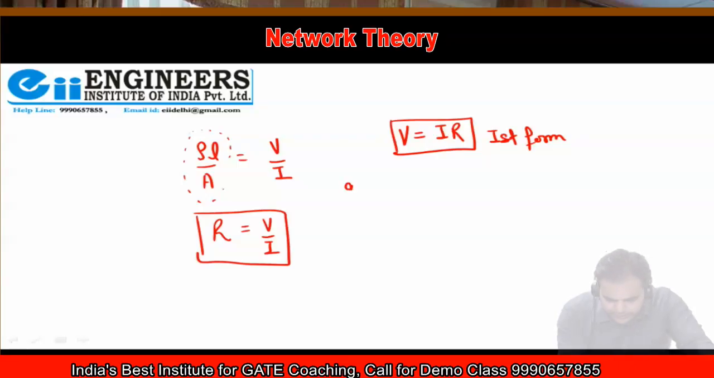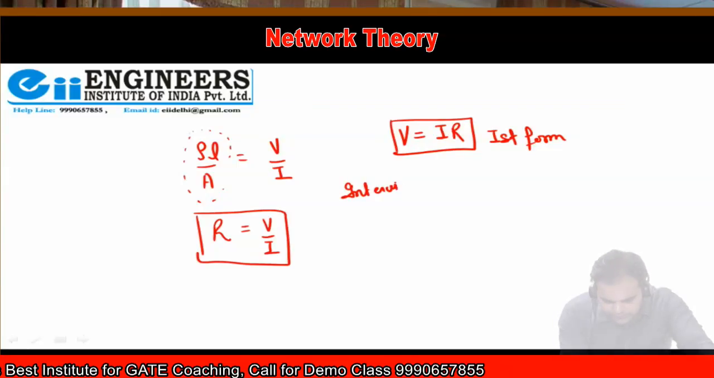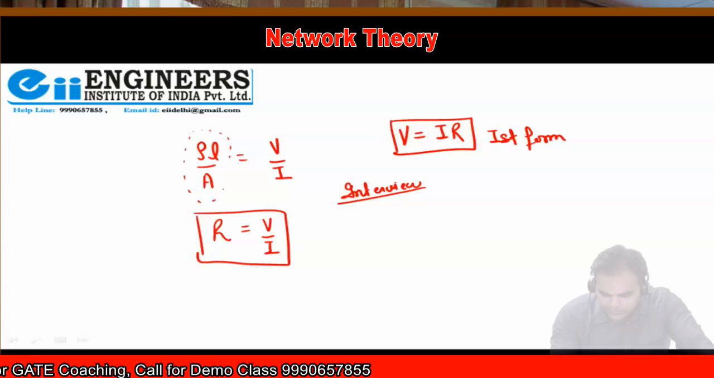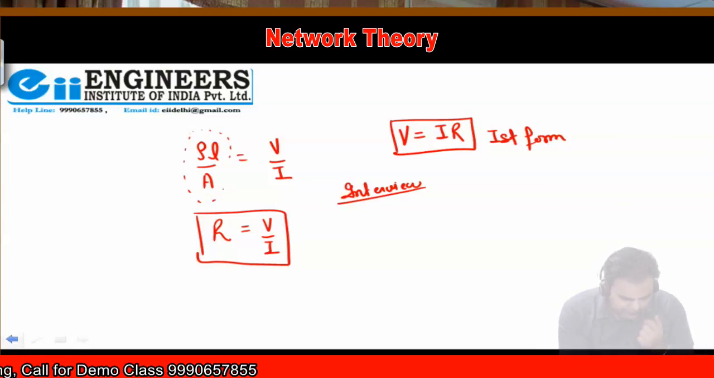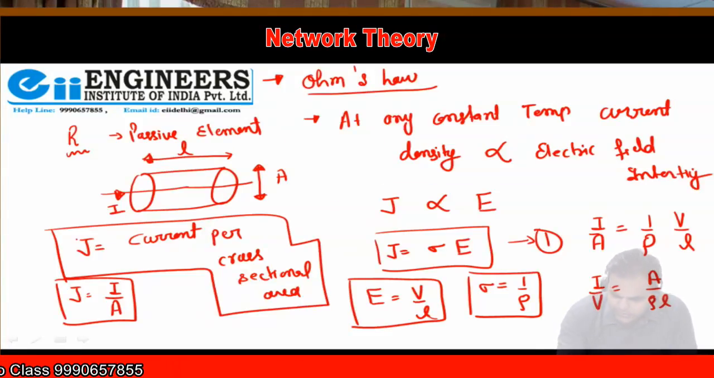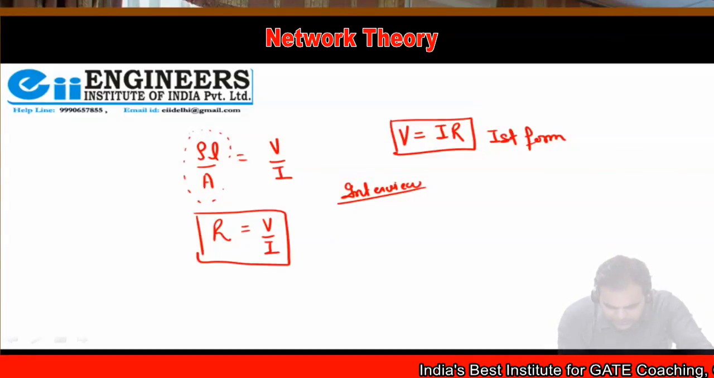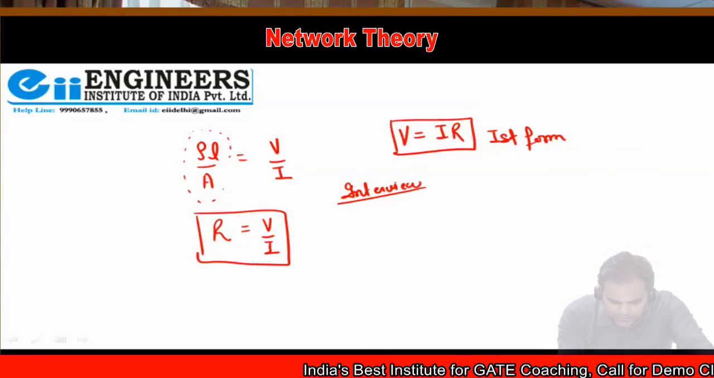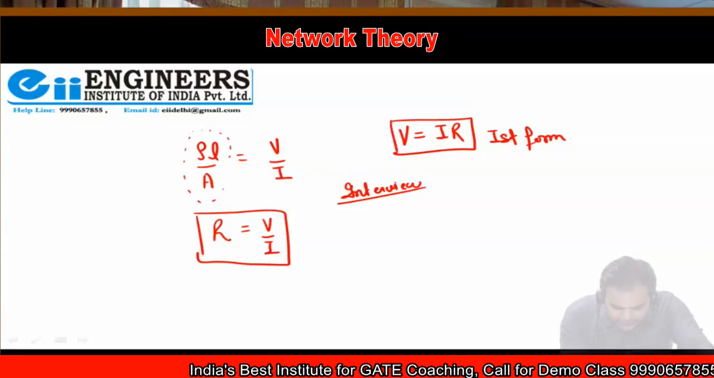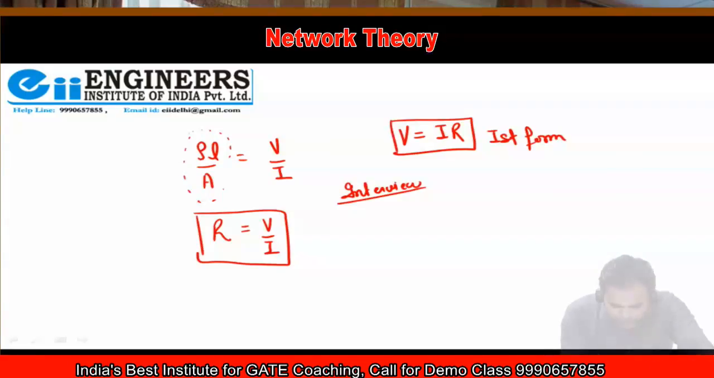But in interviews, one simple question is asked. The first statement of Ohm's law is: at any constant temperature, current density is directly proportional to electric field intensity. And the last derivation is R is equal to V by I, V is equal to IR. R is any constant quantity.